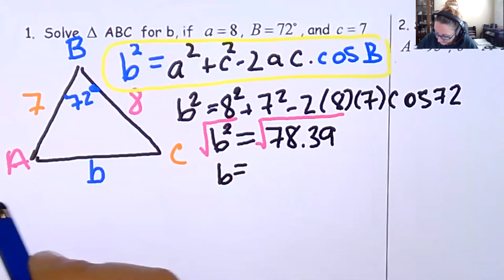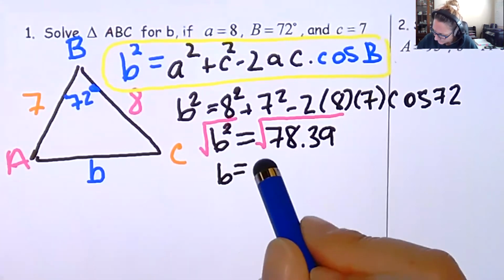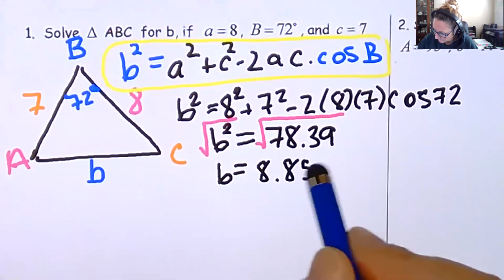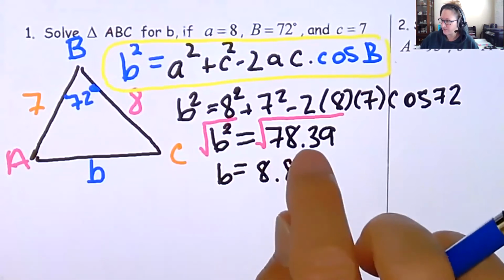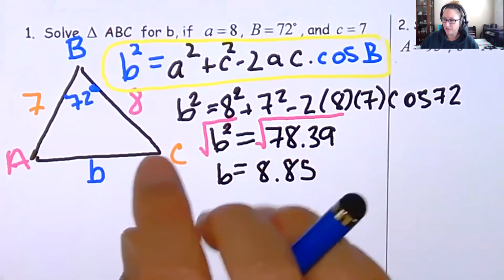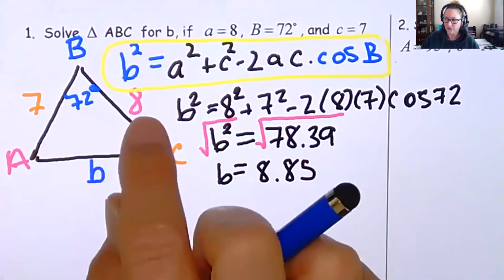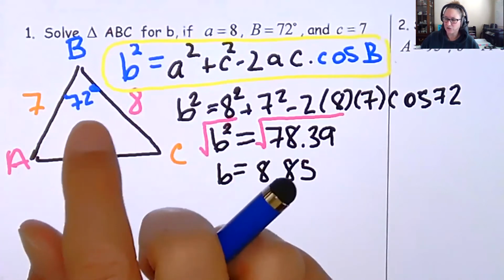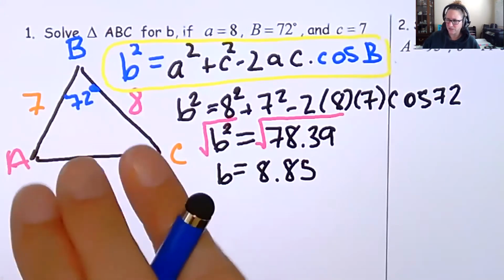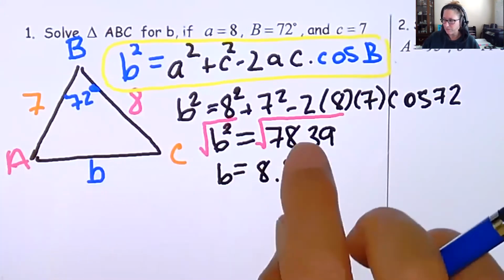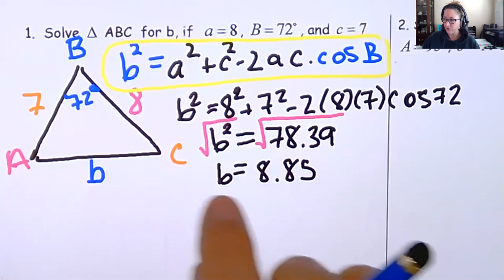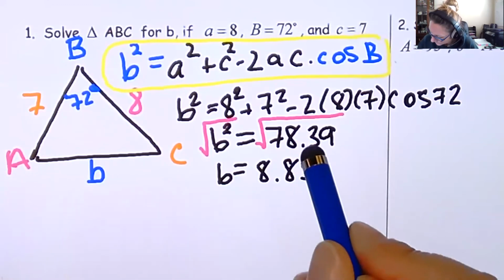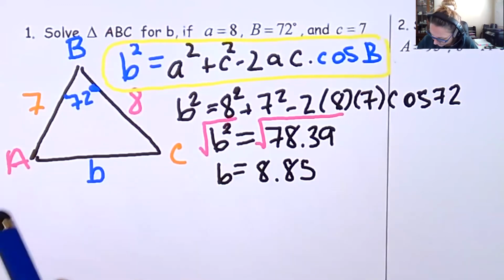So when you're doing this, if you're getting a really big side, like if I got 78.39 and I didn't square root it, take a look and go, hey, these are 7 and 8, and this is a 72 out of the rest of 180. So it's a decent size angle. Probably not going to have a 78.39 there. You probably forgot to square root. Okay, so this is going to be one of my answers.